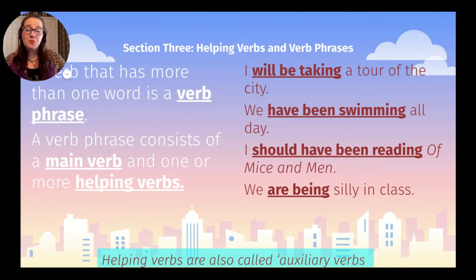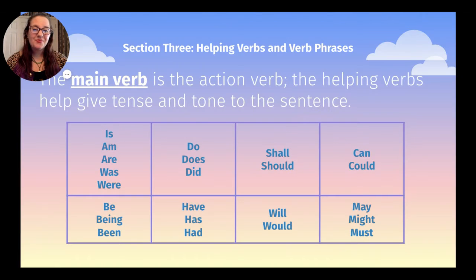We have been swimming all day. Our main verb is swimming. That's the action in the verb phrase. And have been are 2 helping verbs that give us tone and tense. Same thing here. I should have been reading Of Mice and Men. Reading is our main verb. It's our action. Should have been are the 3 helping verbs in this verb phrase. And then finally, we are being silly in class.